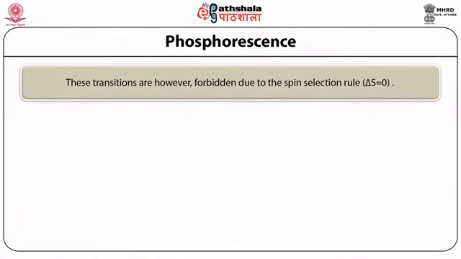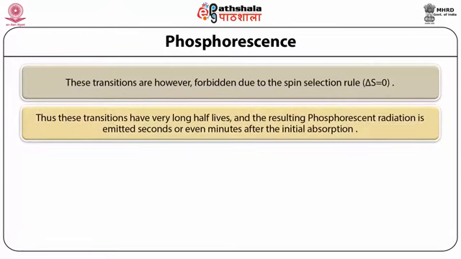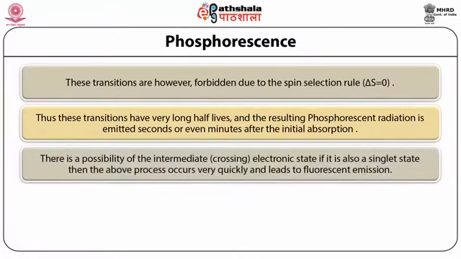These transitions are, however, forbidden due to the spin selection rule ΔS = 0. Thus, these transitions have very long half-lives, and the resulting phosphorescent radiation is emitted seconds or even minutes after the initial absorption. There is a possibility of an intermediate crossing electronic state. If it is also a singlet state, then the above process occurs very quickly and leads to fluorescent emission.